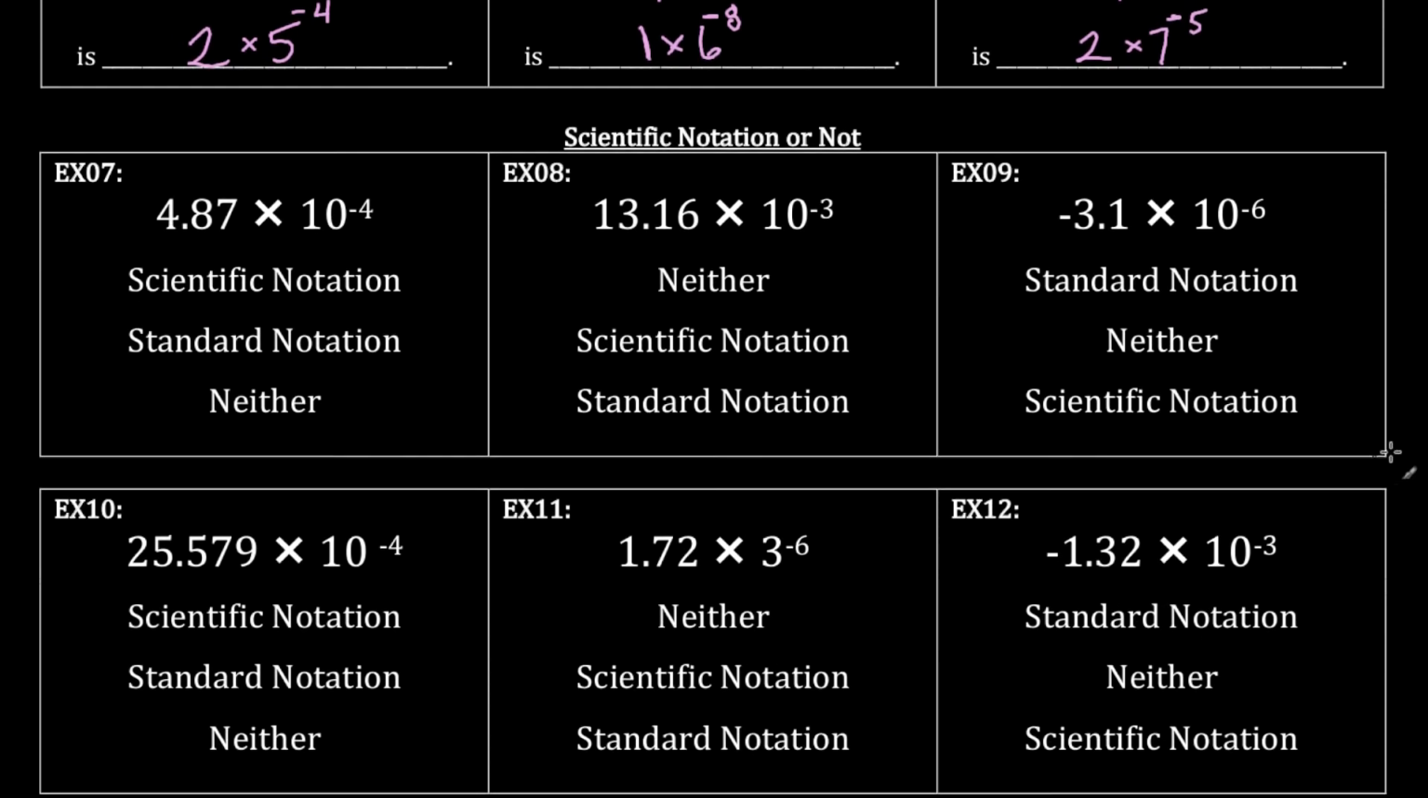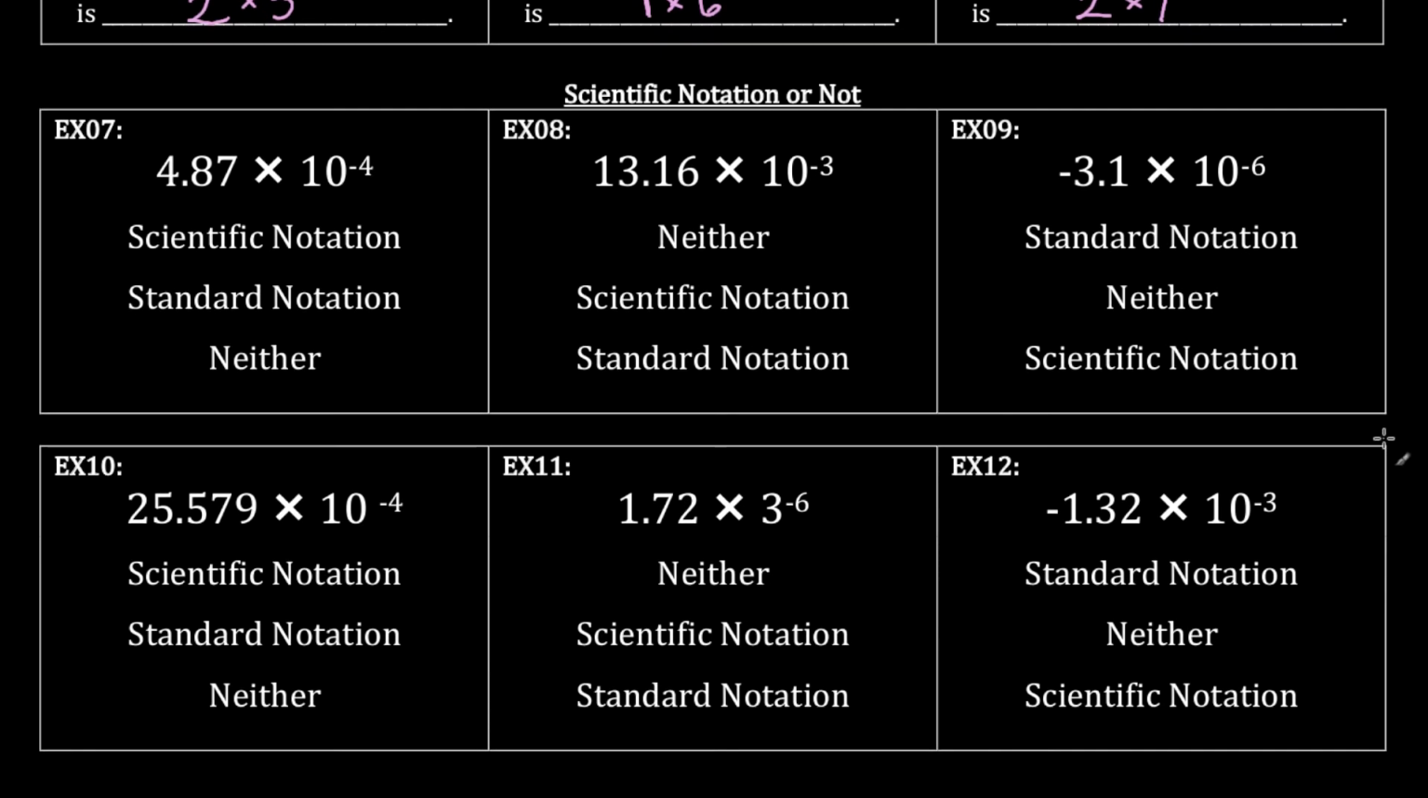Now let's try to identify scientific notation or not when we're talking about small numbers. Remember that scientific notation is going to be a number between 1 and 9 with a decimal. This decimal is optional, and these numbers after it are optional, times 10 to a certain power. We'll put a number up here.